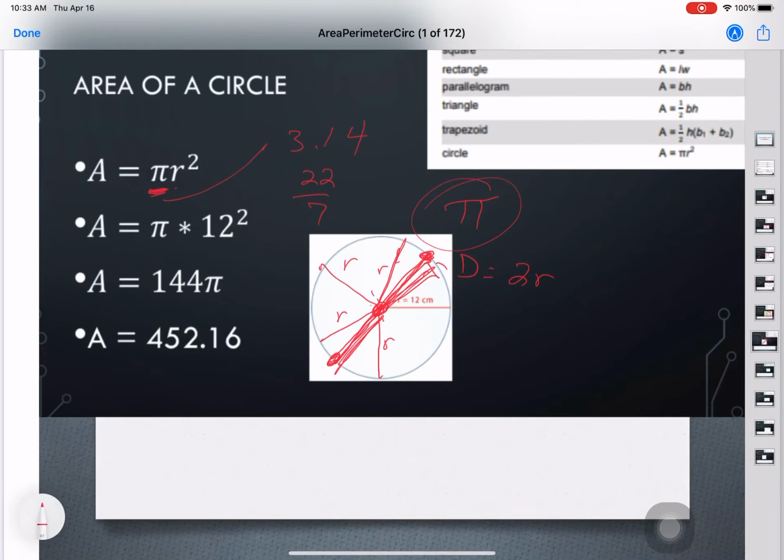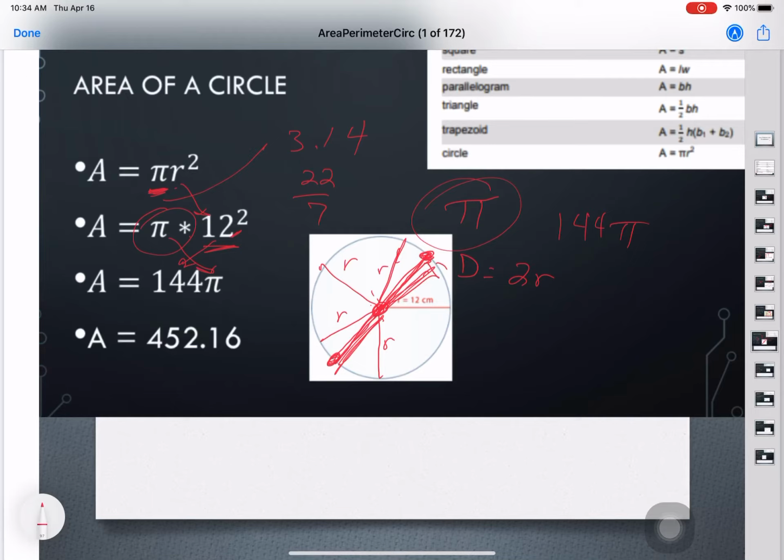So you just plug in the radius once you find the radius, and then you square it, which means times itself. Don't forget that. So if you have a calculator and you put in pi times 12 squared, it's going to say 144 pi, which is 12 squared is 144, pi is pi. So 144 pi is what you'll get.